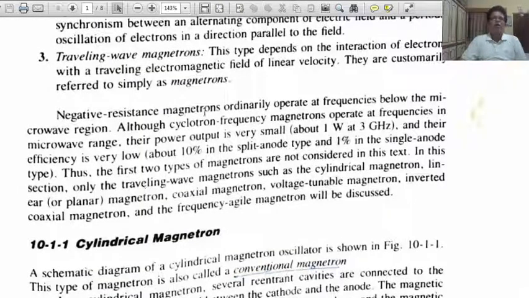Now, negative resistance magnetrons ordinarily operate at frequencies below the microwave region. Cyclotron frequency magnetrons operate at frequencies in the microwave range. Their output is very low, about 1 watt at 3 gigahertz, and their efficiency is very low, about 10% in the split anode type and 1% in the single anode type. Thus, the first two types of magnetrons are not considered in this text.